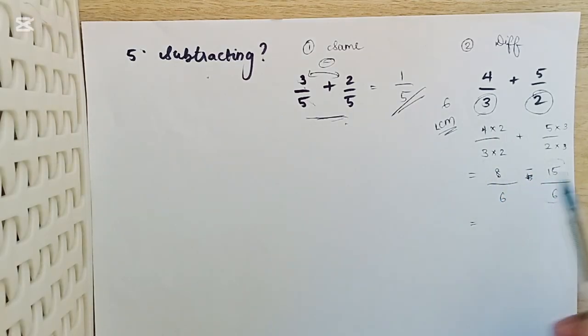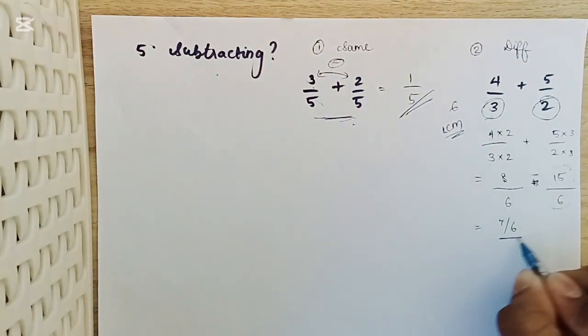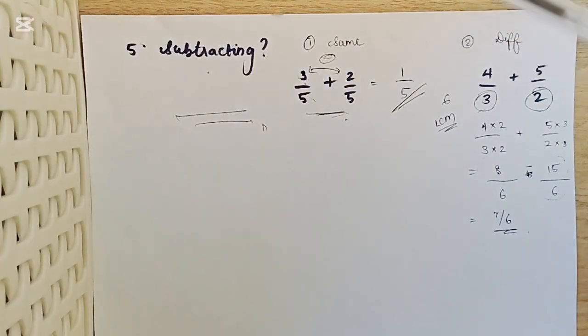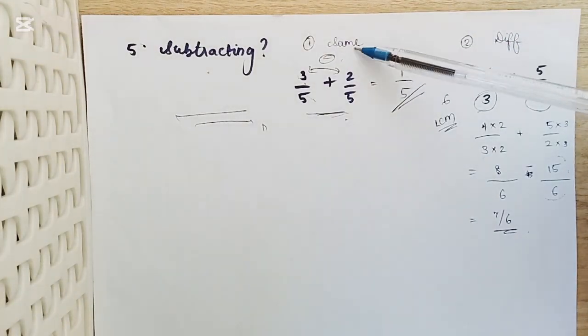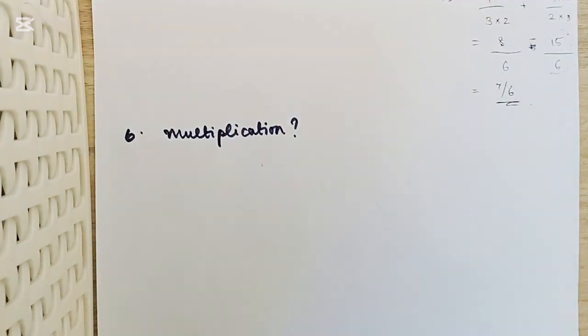So you can either keep this on this side or this side. So that will be 15 minus 8, which will be 7 by 6. So this is how you do the subtraction of fractions. Again, two cases, same as well as different denominators.